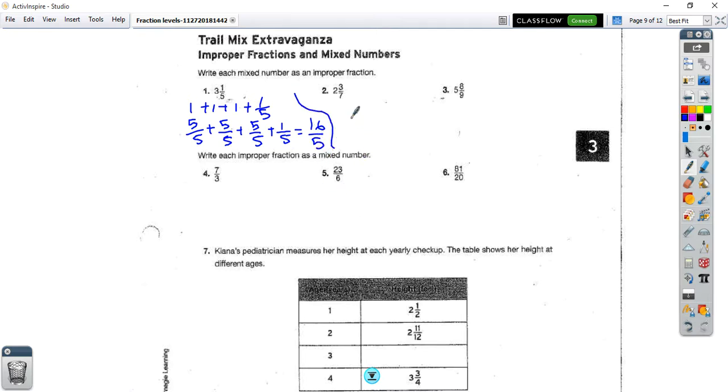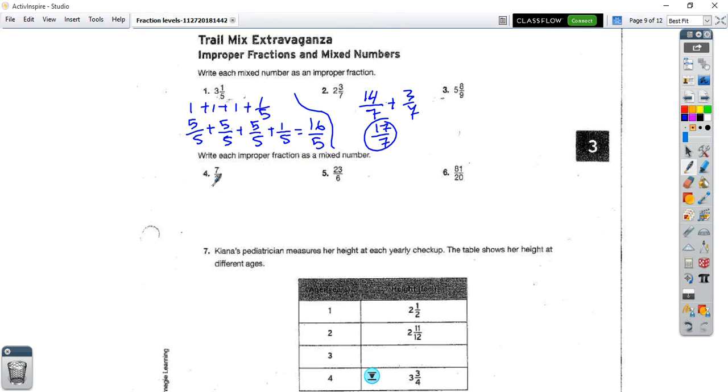The short way of doing it is just saying, instead of doing this repeated addition, I can just take my denominator, which is 5, and multiply times 3. I could have just done 5 times 3 is 15, plus 1 gives me 16. So I can do that here. 7 times 2 is 14, so 14 sevenths plus 3 sevenths is equal to 17 sevenths. And that's my answer.